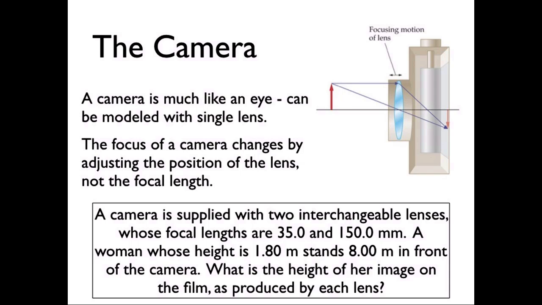So we'll do a sample problem to illustrate how you would look at a camera problem. A camera is supplied with two interchangeable lenses whose focal lengths are 35 millimeters and 150 millimeters. A woman whose height is 1.8 meters stands 8 meters in front of the camera. So what is the height of her image on the film as produced by each lens? So here we know the two focal lengths and we know the object distance, since this woman is going to remain a stationary 8 meters in front of that camera.